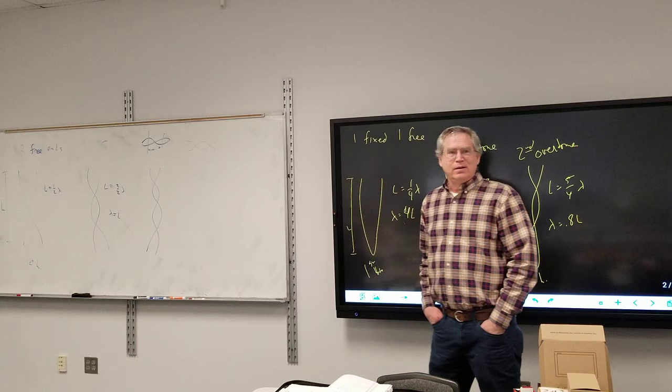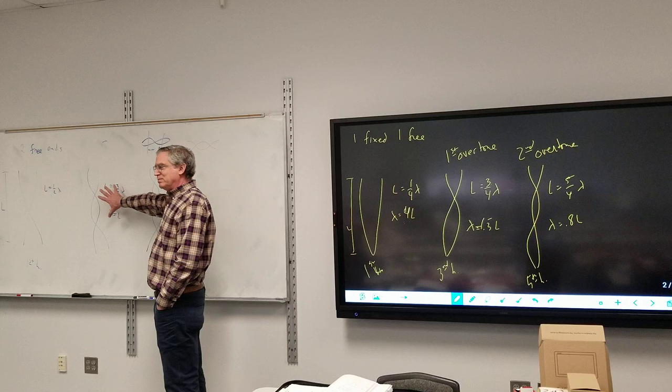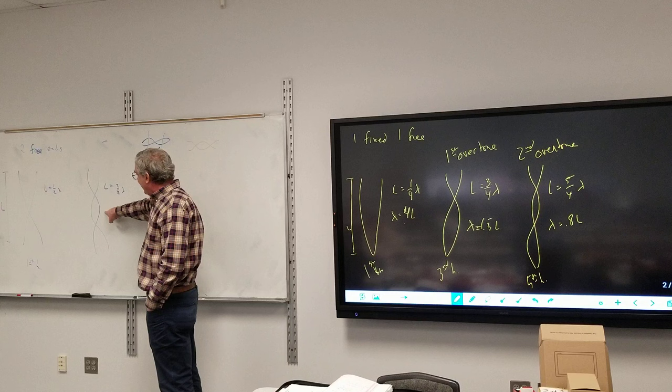So if the ends are 1/4, and then the middle is 1/2, then yes, I get it. This is not drawn properly. Got it. So properly, this middle section should be half of the overall. Yeah.